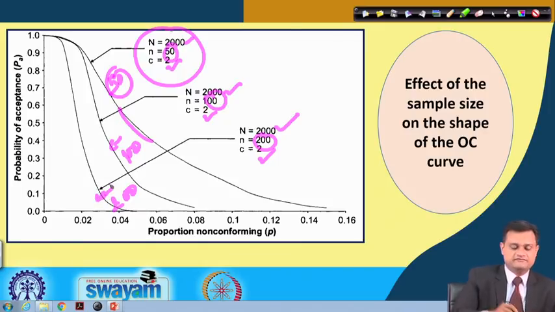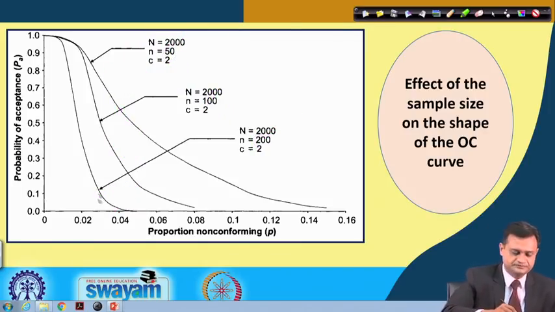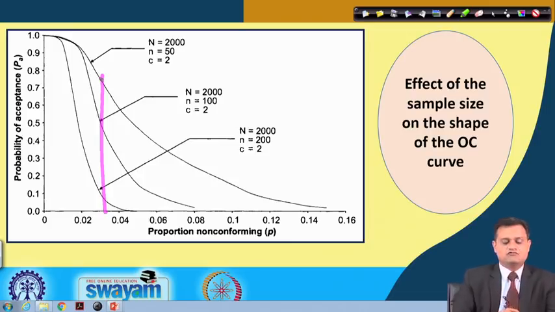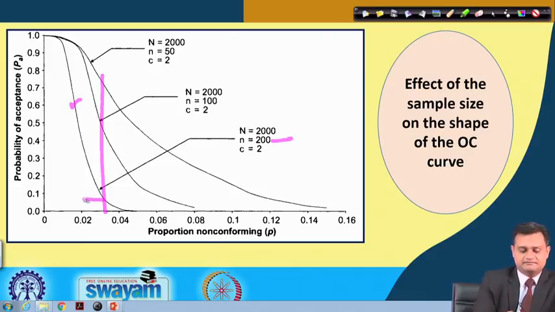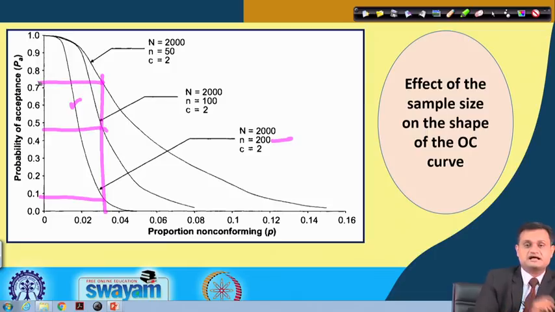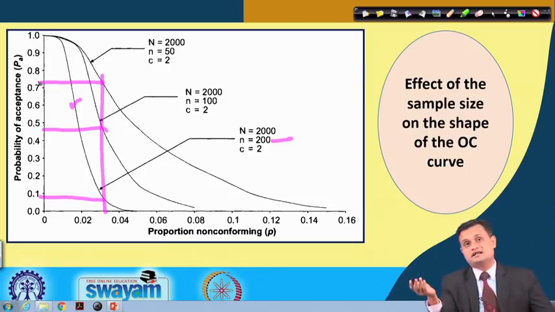If I just draw a line here, then for the same proportion non-conforming, if my OC curve is highly discriminatory, which is this one, having let us say a higher sample size, then the probability of acceptance is very low. Here the probability of acceptance is a little higher, and here the probability of acceptance is very high. So it all depends on your quality characteristic, the kind of product you are dealing with.